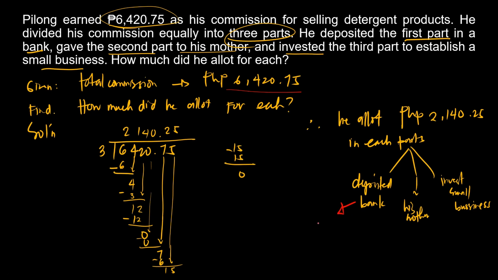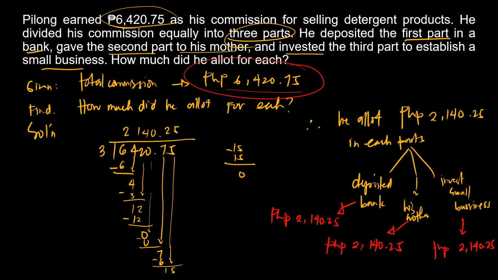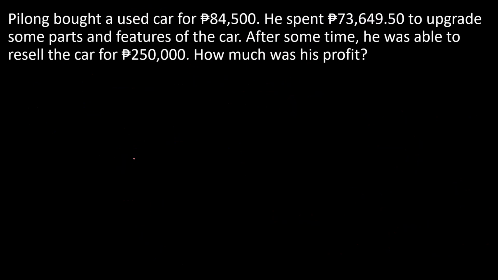So, nag-deposit siya sa bangko ng 2,140.25. Nagbigay siya sa mother niya ng same amount of money, 2,140.25. Nag-invest siya sa small business, same amount of money, 2,140.25. Para malaman nyo kung tama yung answer natin, get the sum of these three parts, kailangan babalik yun sa total commission ni Pilong. Okay? So, therefore, he allowed 2,140.25 for each of the part, which are that he deposited the bank, he gave to his mother, and he invested for the small business.